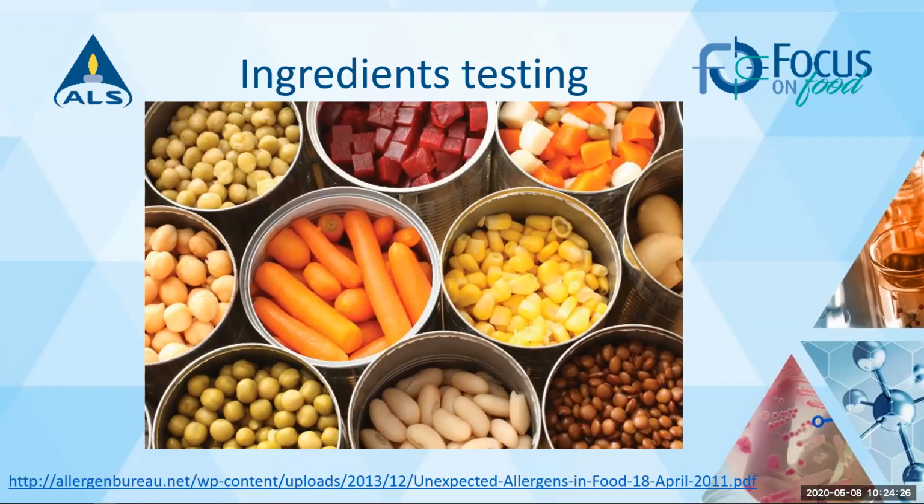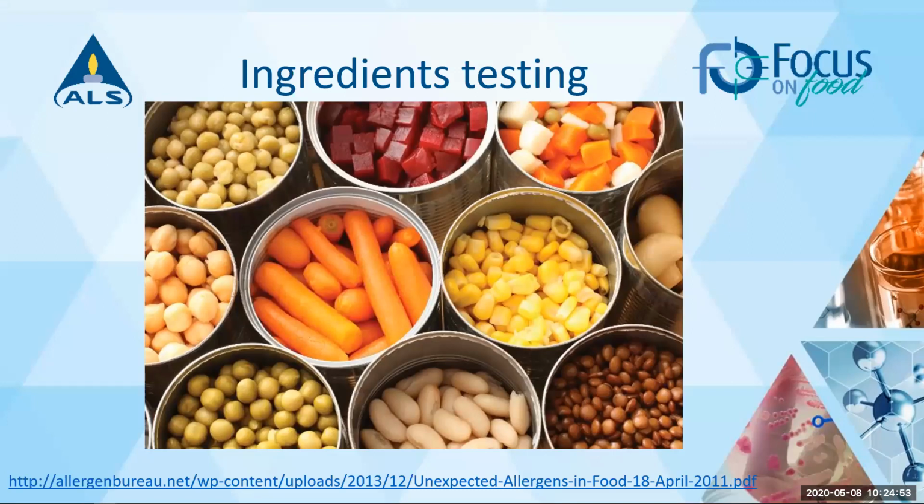So testing your raw ingredients to ensure they comply with specification is good practice, and it will provide you with assurance that your ingredients are what you're expecting. There's a fantastic resource available on the Allergen Bureau website called Unexpected Allergens in Food. And it provides a list of common ingredients that can pack an allergen surprise. A couple of examples, things to look out for.